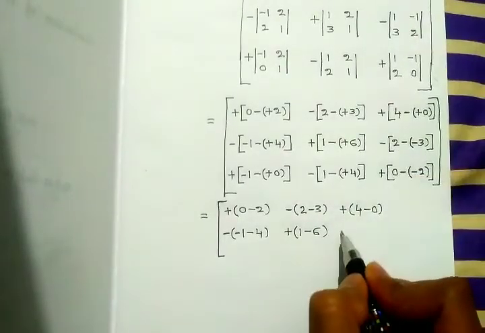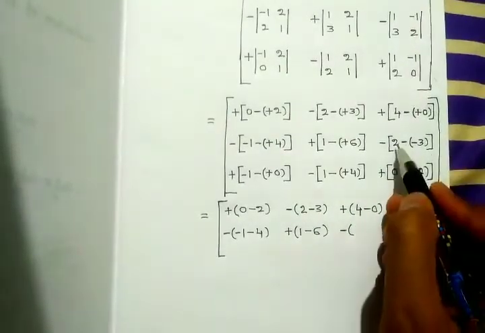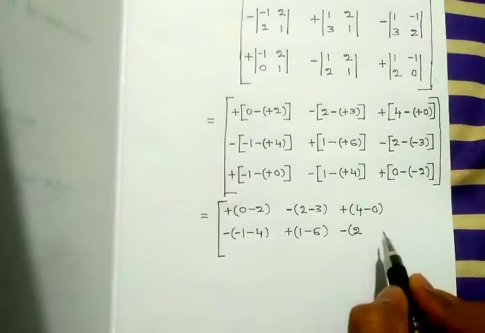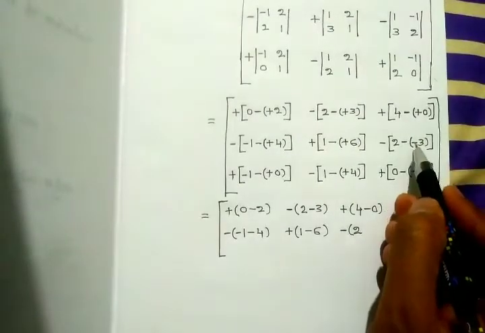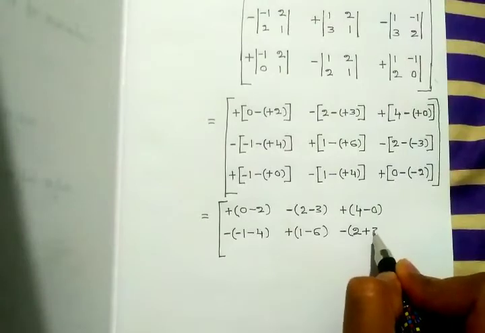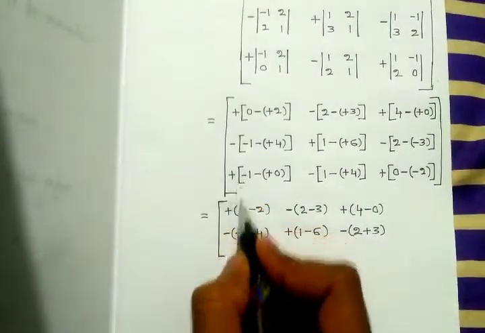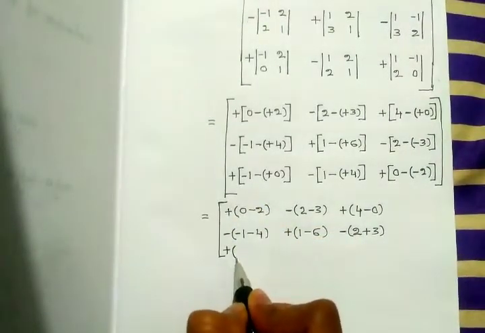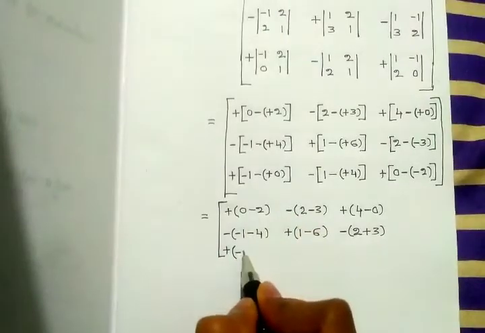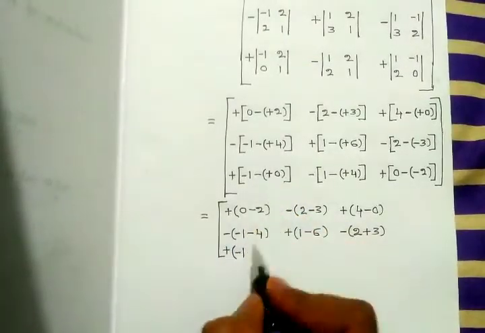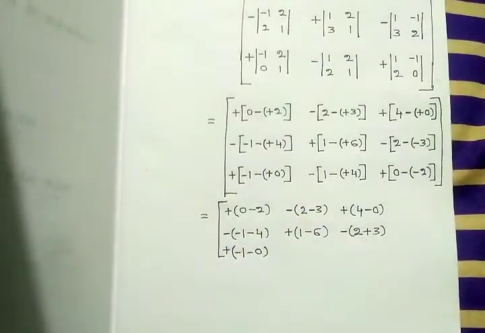Next, minus outside sign keep it as it is. 2 also keep it as it is. Next, minus into minus is plus 3. Next, plus sign keep it as it is in bracket. Minus 1 also keep it as it is. Minus into plus is minus 0.